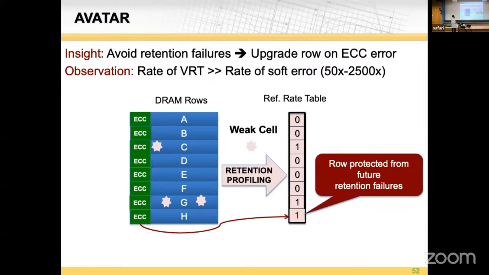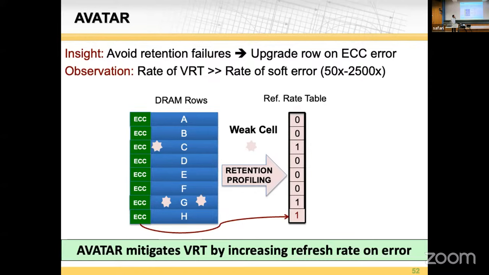And therefore, the row is protected from future retention failures. So Avatar mitigates this variable retention time by increasing the refresh rate on error. And it does scrubbing periodically, so that before you need to access that row, you can see if there's any bit flip.